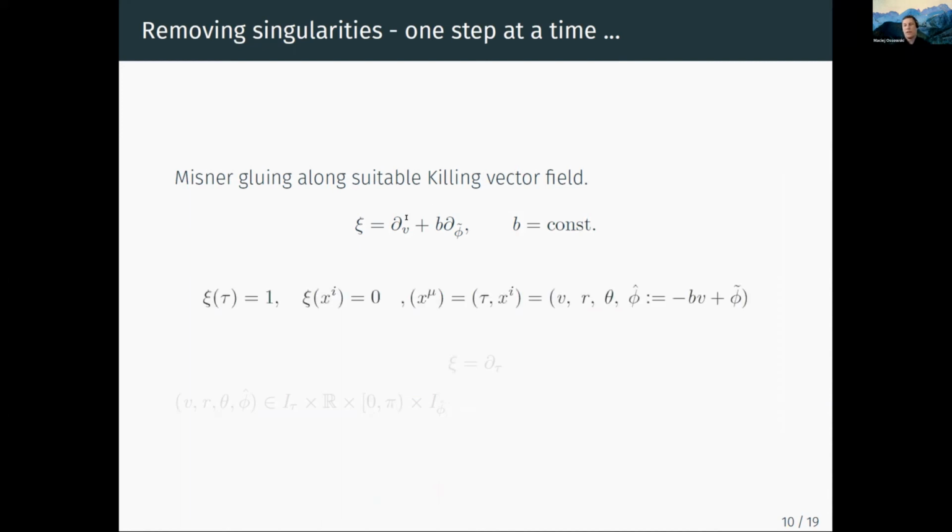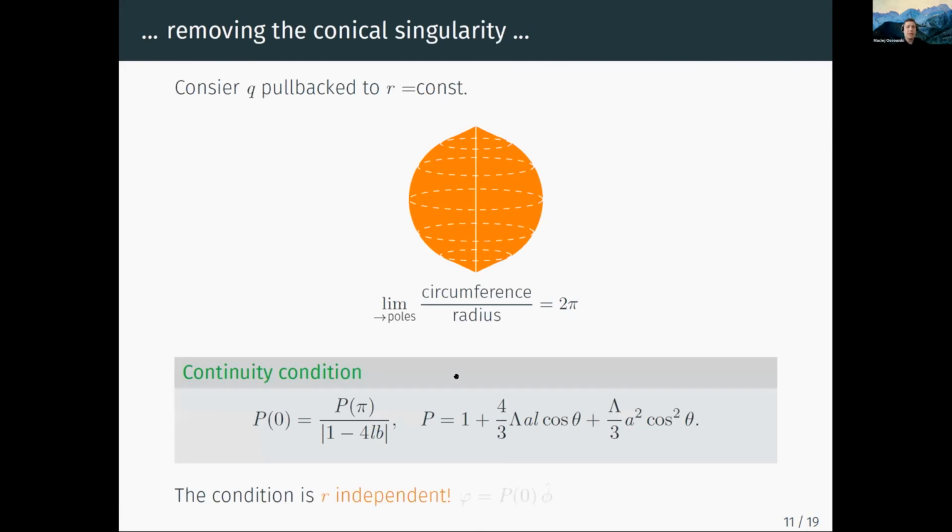So we can introduce some adapted Killing coordinates in which the Killing vector psi is simply ∂/∂τ, and our angular coordinate a priori lives in some interval which is yet to be discovered. The method of removing the conical singularity is quite standard. We require that the ratio of circumference to radius has the limit 2π as we tend to the poles, and we derive this continuity condition.